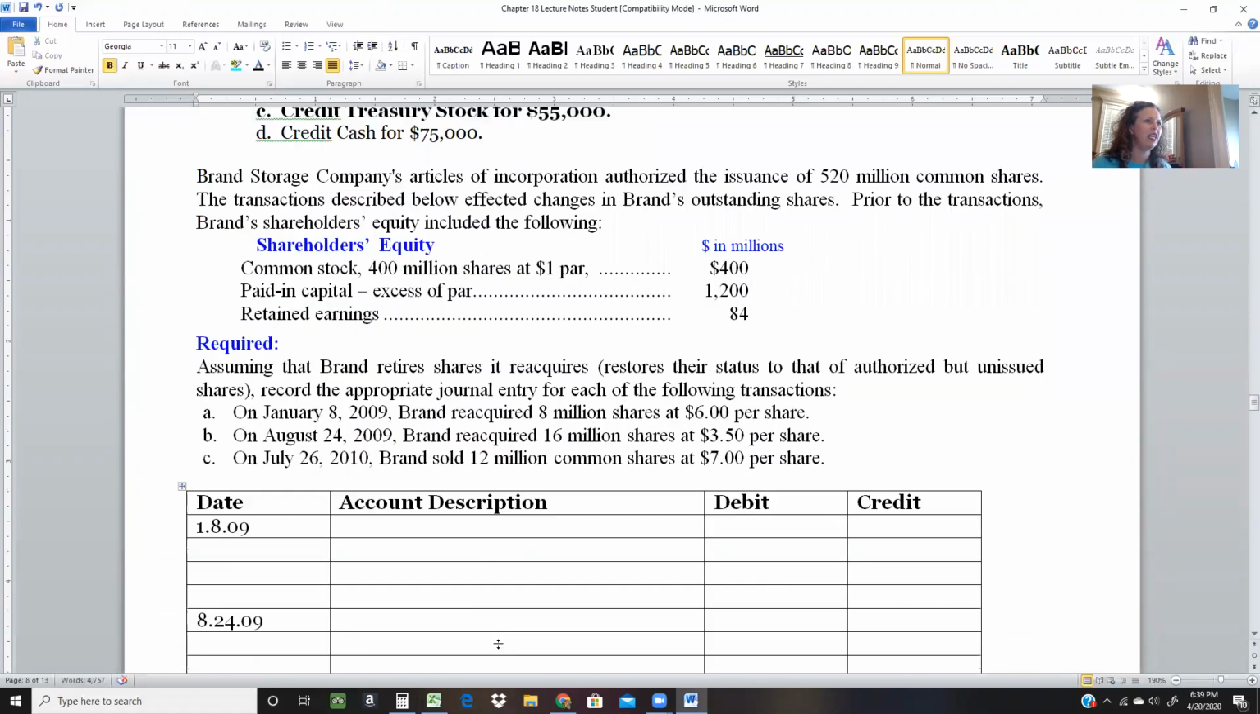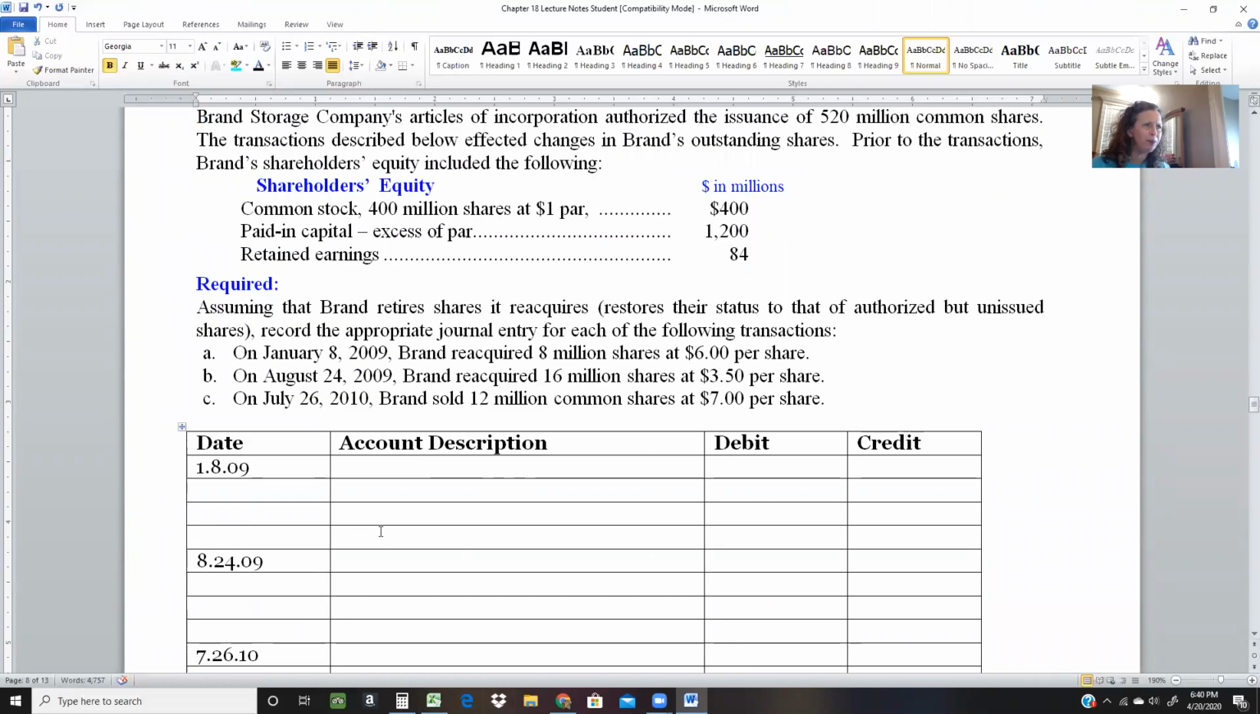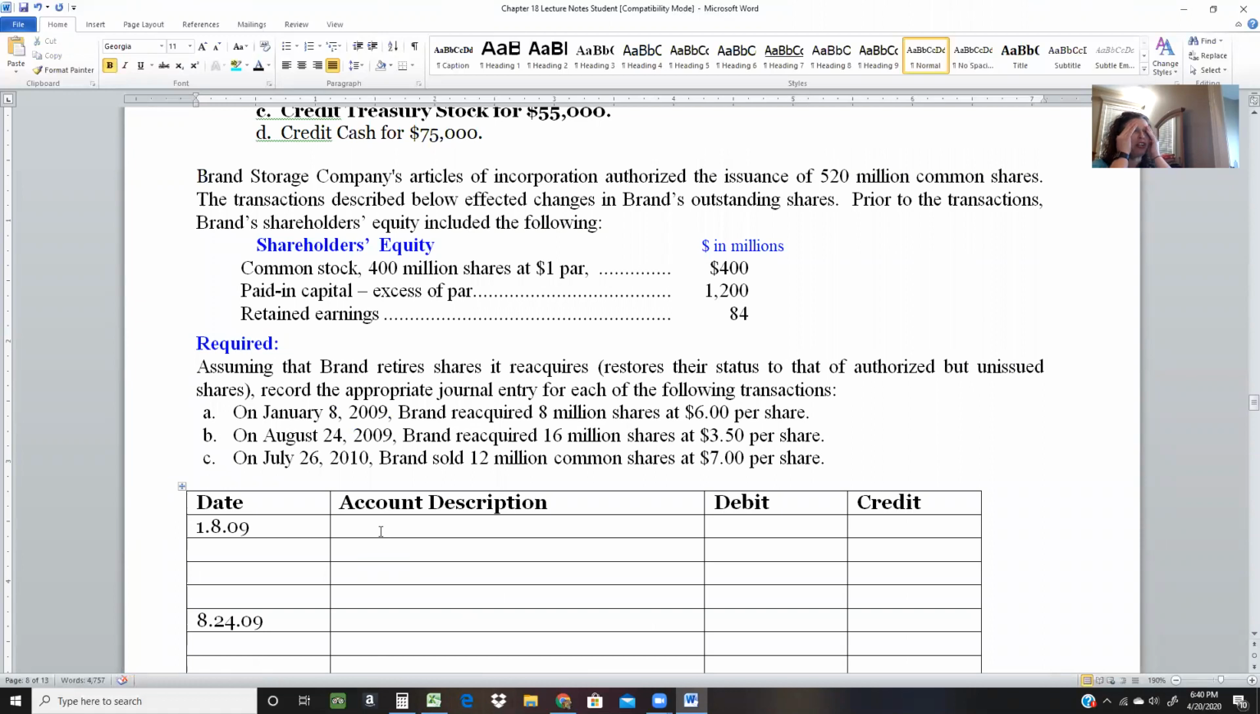That's fun. Okay, let's do one more problem and then I'll stop for the day. Brand Storage Company's Articles of Incorporation authorized the issuance of 520 million common shares. The transactions described below affect changes in outstanding shares. Prior to the transactions we had 520 million shares authorized, we have issued 400 million, and outstanding appears to be 400 million as well.